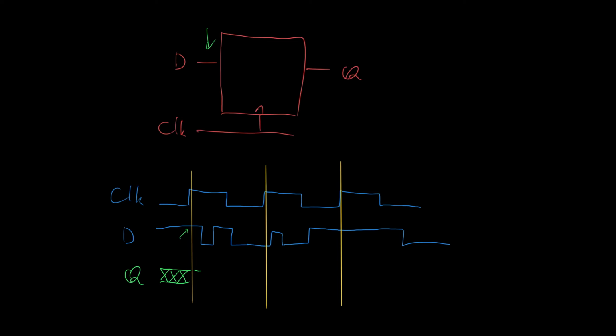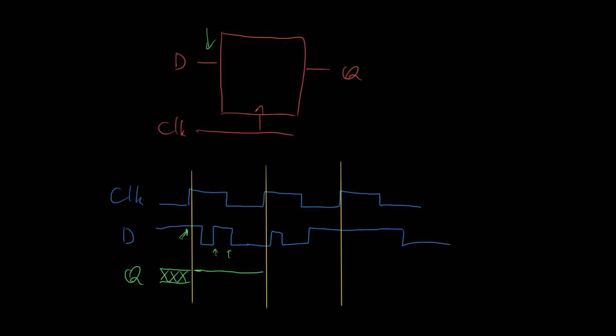In between rising edges, the output remains constant. Importantly, even though the input D is fluctuating, the flip-flop ignores this. It only takes a photograph at the rising edge. So the output Q is being remembered. It's not a copy of the input D, it's a photograph of what D was at the rising edge of the clock.